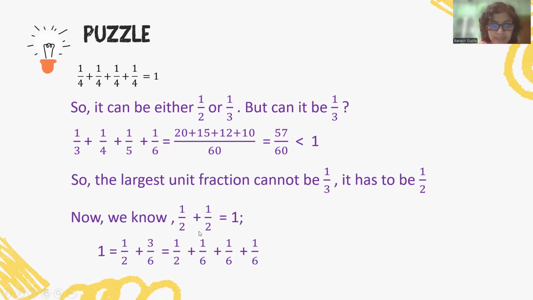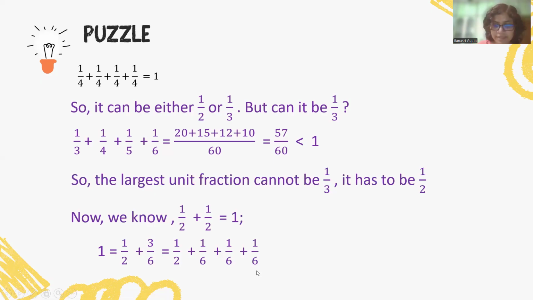So we will make this half as an equivalent fraction. We will make the numerator 3 and the denominator 6. So we can write half plus 3 by 6, because we want finally 4 unit fractions, right? The first one is fixed at half, so we need 3 more. That's why we made it 3 by 6. Now we can write it as 1 by 6, 1 by 6, 1 by 6.